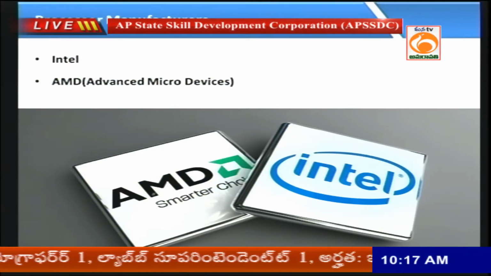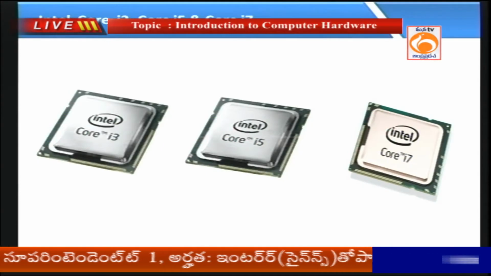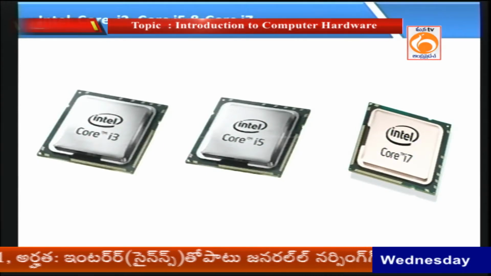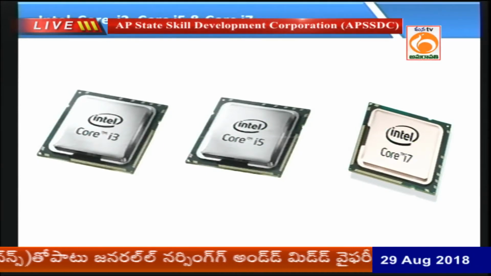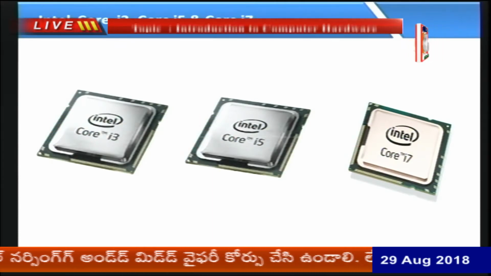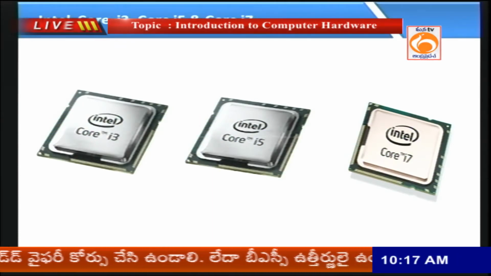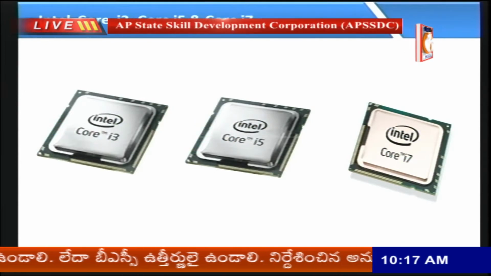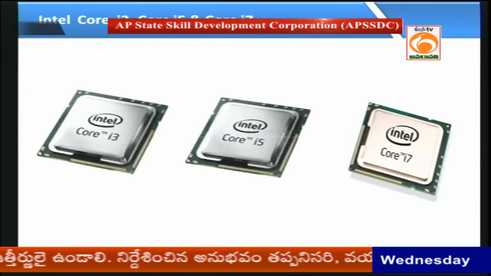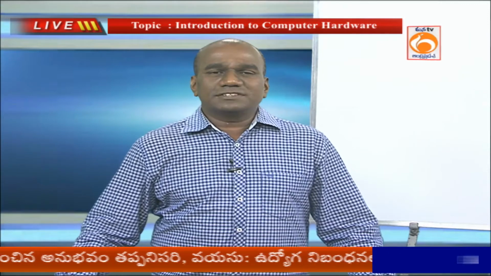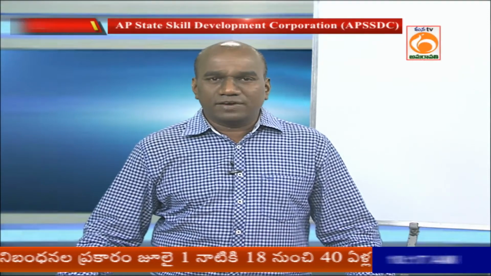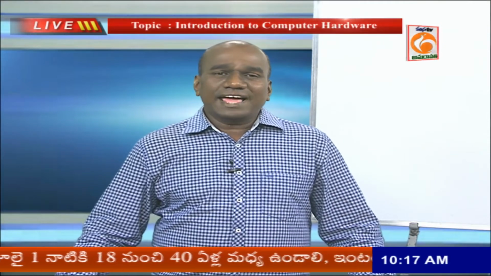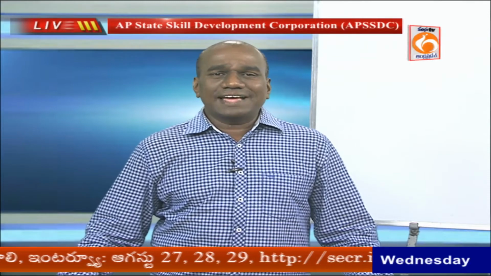Here you can see the different types of processors. These are Intel processors: i3, i5, i7. These i3, i5, i7 processors are manufactured by Intel. Just look at the history of Intel processors. The first type of processor from Intel was the Pentium 1. Later, Intel started to manufacture Pentium 2, Pentium 3, and Pentium 4. After that, Intel started to manufacture Pentium Extreme editions.